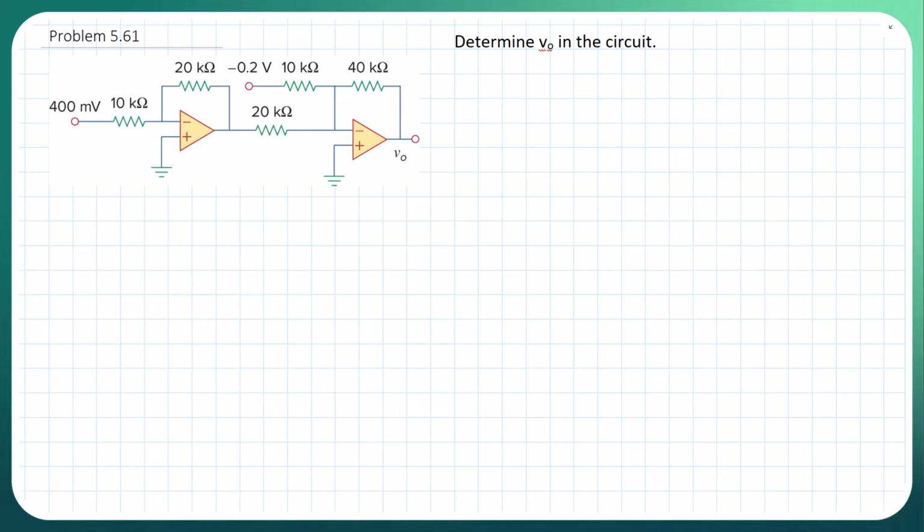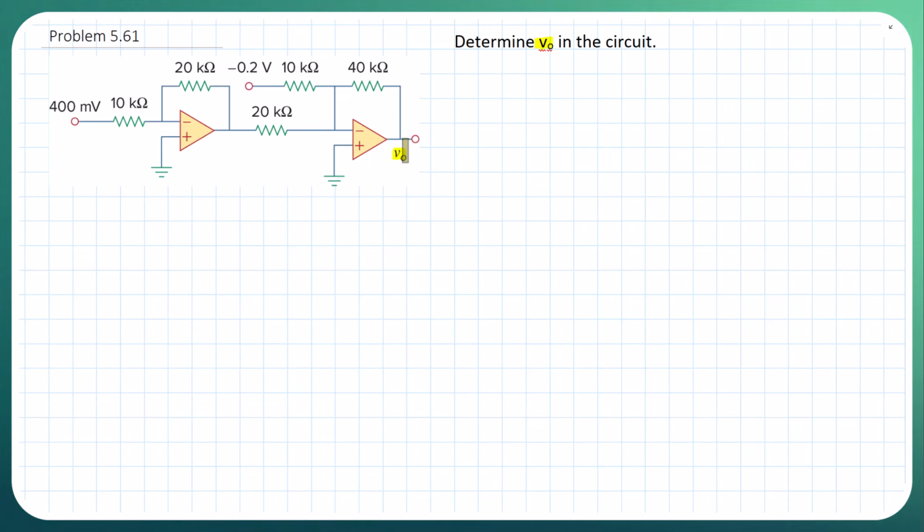Alright, let's take a look at this cascaded op amp circuit, and we're told to determine V naught, or V output, at the end of this circuit. So again, the key here is to try to recognize the circuits that are being connected together. In this case, it's simpler than problem 5.54.